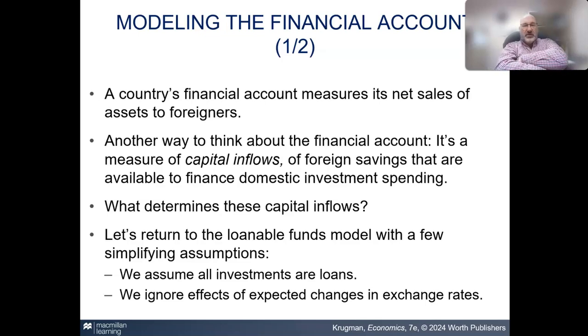All right. So a country's financial account measures its net sales of assets to foreigners. So a way to think about the financial account, it's a measure of capital inflows, foreign savings that aren't available to finance domestic investment spending. So what determines all of that? So it's basically loanable funds. What are the interest rate, and are your interest rates better than somebody else's interest rate, right? So we'll assume all investments are loans. We ignore the effects of expected changes in interest rates. Basically, we're just going to assume that everybody's operating in the moment.